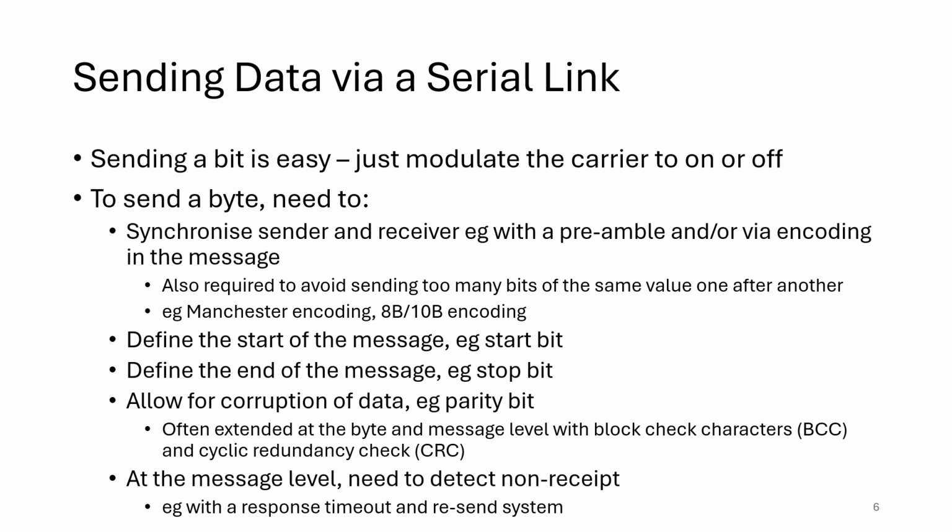What you also need is additional bits to actually define the start of the message. So you have a start bit, and you have a stop bit typically at the end of the message. And because electrical noise could affect the signal, we often have additional bits like a parity bit, which allows for detection of corruption of the data. If a single bit is detected as being wrong, that parity bit can be used to detect that. And then we can extend that at the byte and message level with block check characters and cyclic redundancy checks. With things like ECC, error correction, we can even overcome single bit errors as well as actually just detect them.